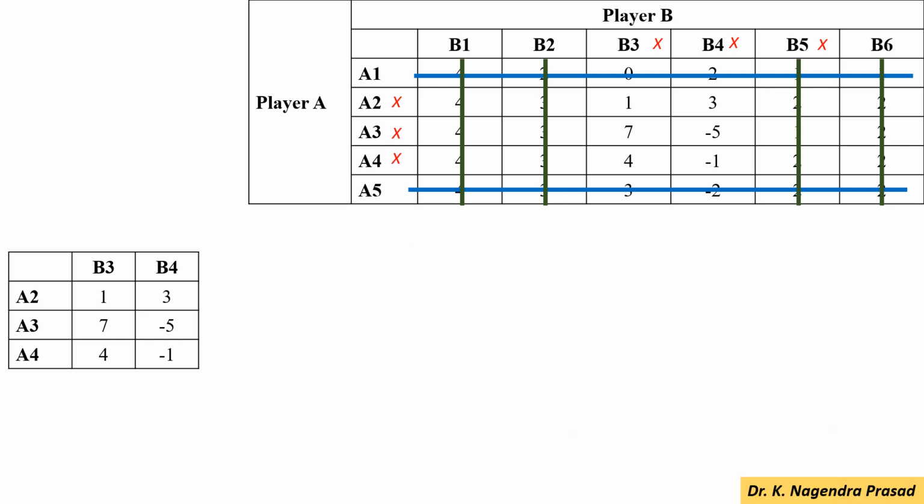By applying the dominance rule, we have reduced the payoff matrix to a 3 by 2 payoff matrix, that is, player A having 3 strategies and player B having 2 strategies. So this 3 by 2 payoff matrix can be solved by applying the graphical method.